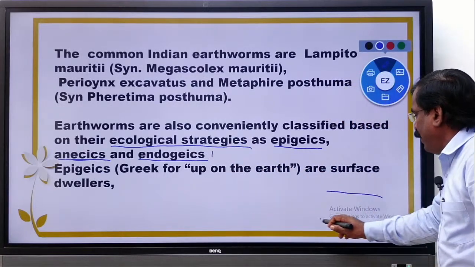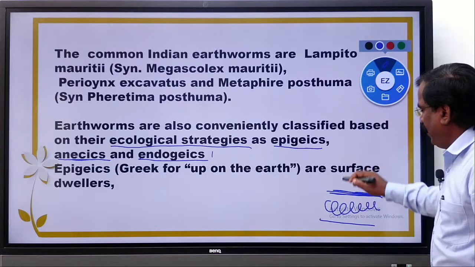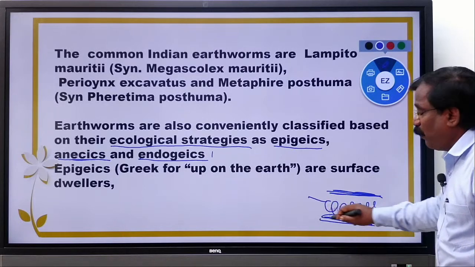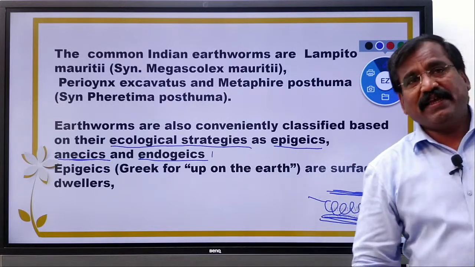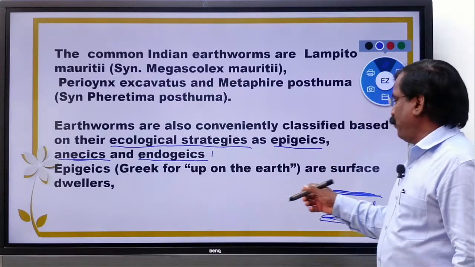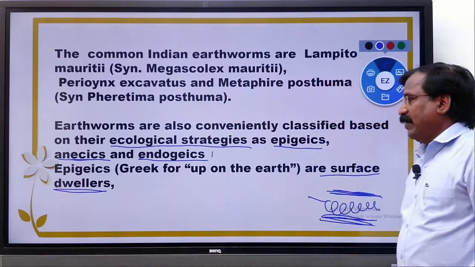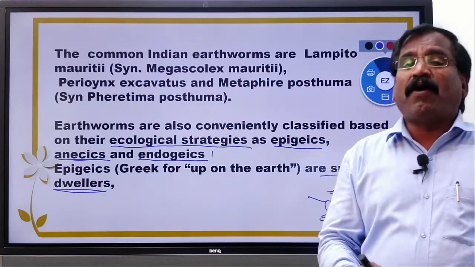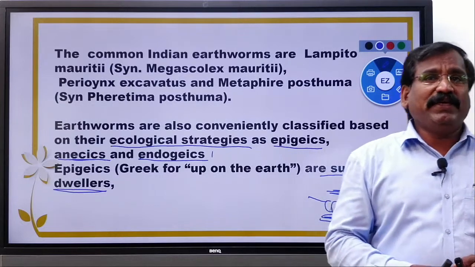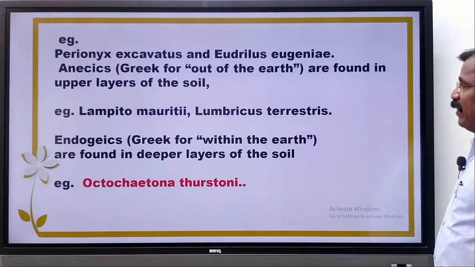Suppose there is a soil layer. This is the upper layer; this is epi. The middle layer is anecic. Endo is somewhat deeper. So the ecological strategy divides them into three. What are epigeics? They are surface dwellers. Epi means upon. Epigeics are found on the surface.